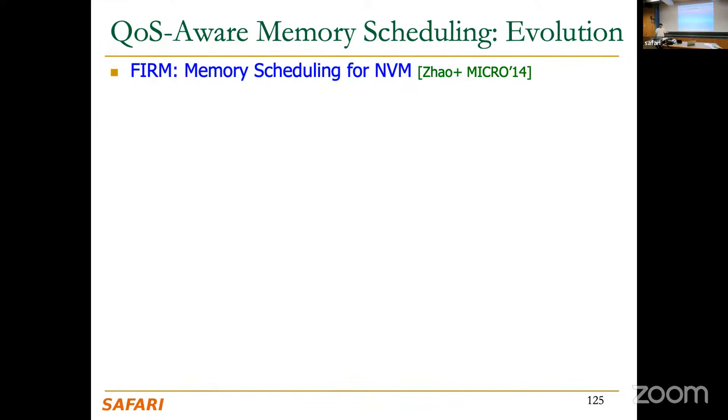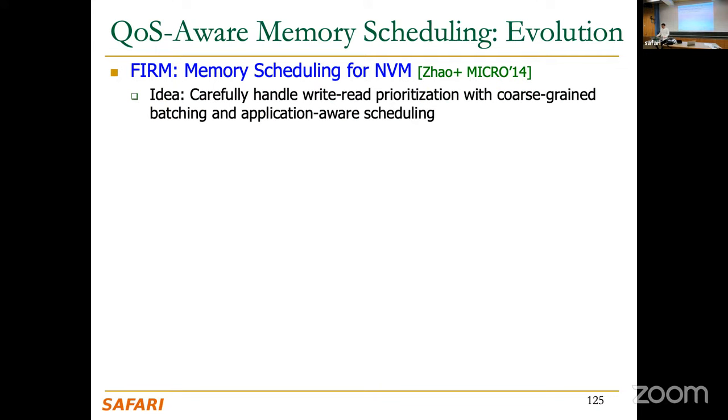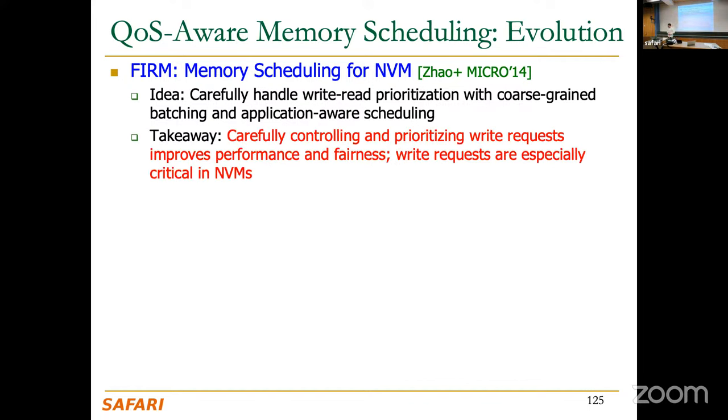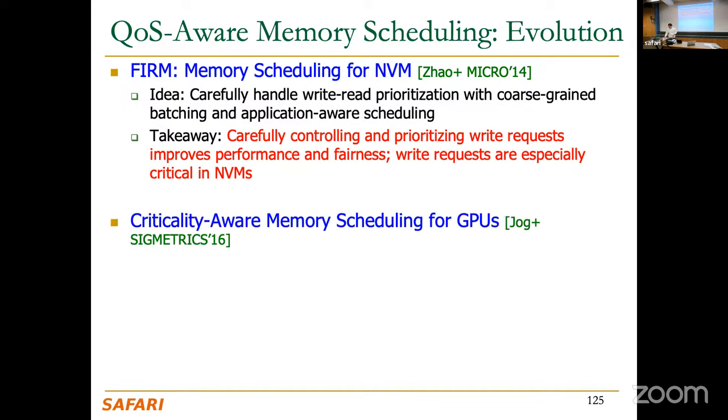Okay, and then there are quality of service aware memory scheduling techniques in the context of other memory technologies like NVM. Here, we want to carefully handle the write and read prioritization with coarse-grained batching and application-aware scheduling. Basically, write requests for NVM are important when you have persistent memory applications that write very intensively at certain intervals to memory. And this interferes with other memory requests from other applications. There's a way to deal with them very intelligently, and this paper improves performance in cases where we have those persistent and non-persistent applications running in NVM systems.